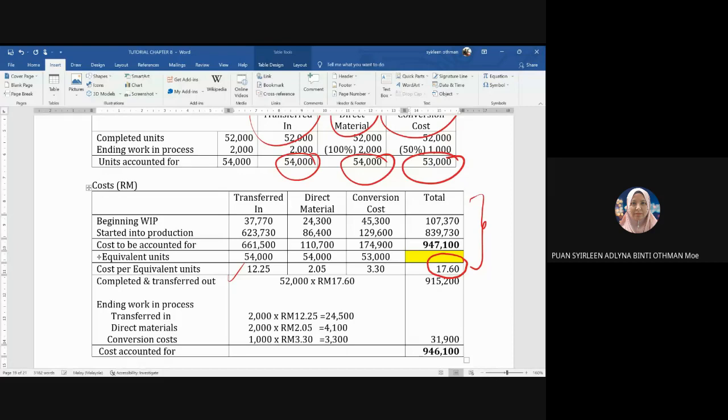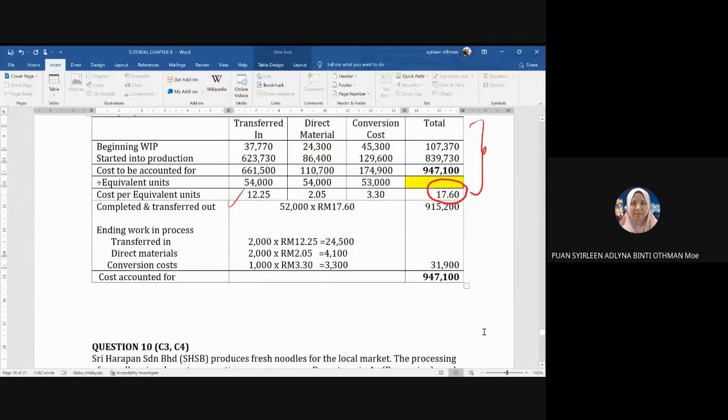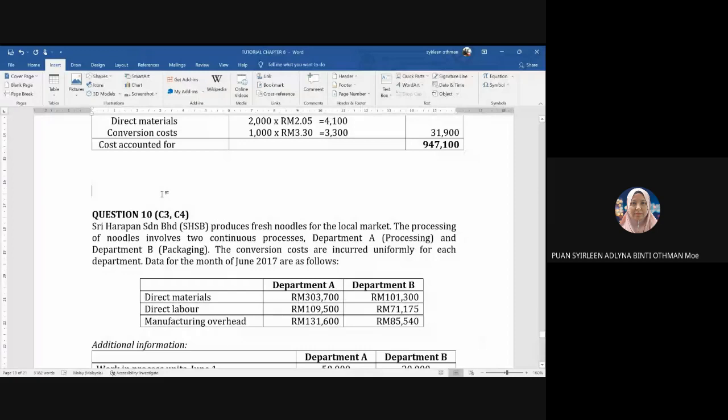The answer should be the same. La ilaha illallah. 947,100. Okay, done, question 9. It was a miscalculation, like I said earlier. If you press the calculator wrongly, it will be wrong all the way down, just like what happened to me. So the answer should be the same, RM947,100. Okay, so you are done with both departments. We go straight to question 10.